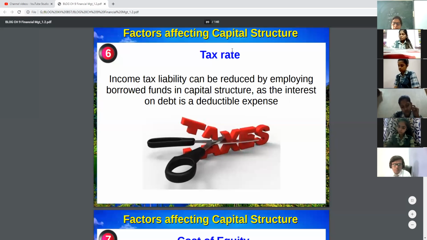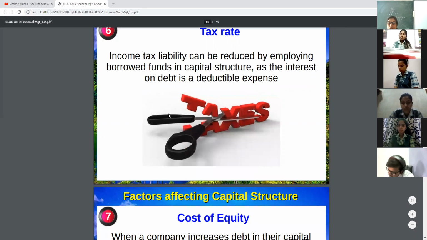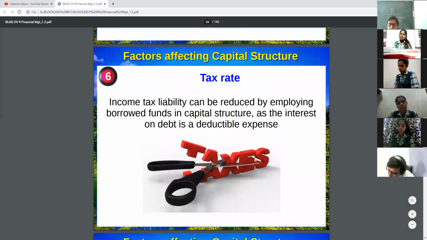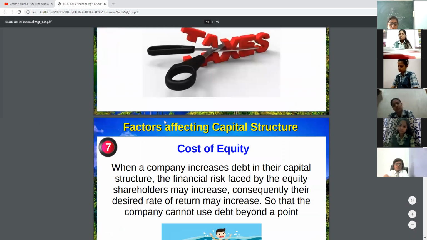If the tax rate is high, the company will prefer more debt. Why? Because the interest on debt is a deductible expense. The company has the power to deduct it from their income. That's why it is a deductible expense. That's why if the tax rate is high, the company will prefer more debt than equity.